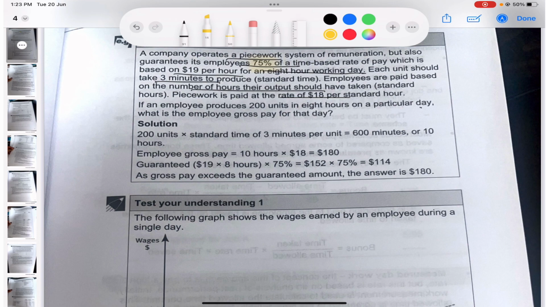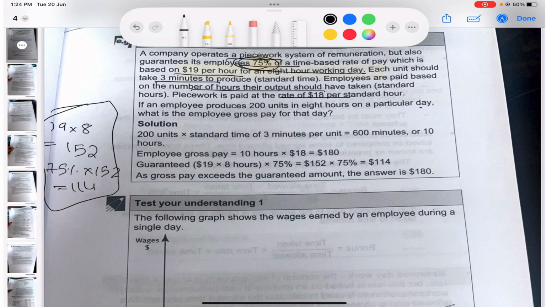75% is required based on 19 per hour on an 8-hour working day. Okay, so 19 per hour on an 8-hour working day is actually 152. So 152, and here it's written that 75% is guaranteed. So 75% of 152 is guaranteed, which is 114. I hope this much is clear how I did this.